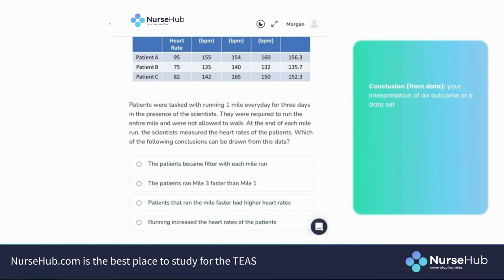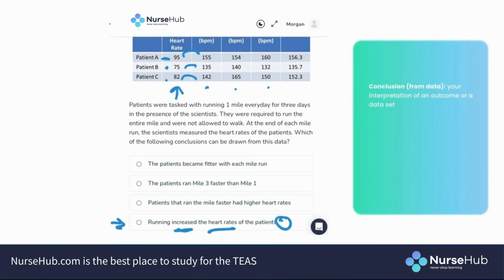Well, let's start at the bottom. Regarding the bottom option here, running increased heart rates of the patients, right? So we can see here's all of our resting heart rates, and here's our heart rates after running. In each one of those cases, these folks have higher heart rates across each mile, right? So when they run, they have a higher heart rate than when they are at rest. Each one of these first column heart rates is their at rest heart rate. So we know this is true. It's a very general observation, but it is accurate.